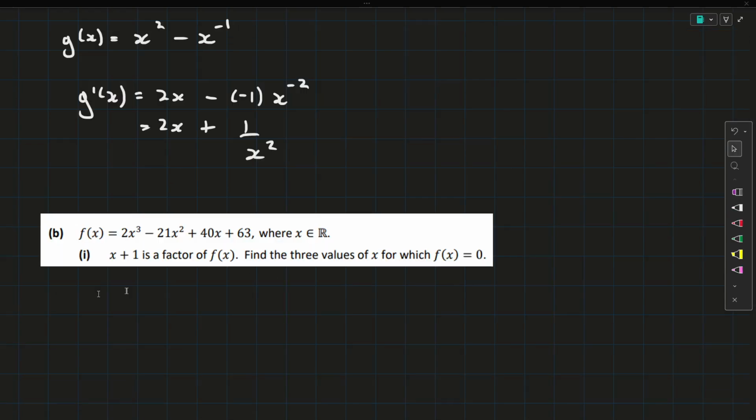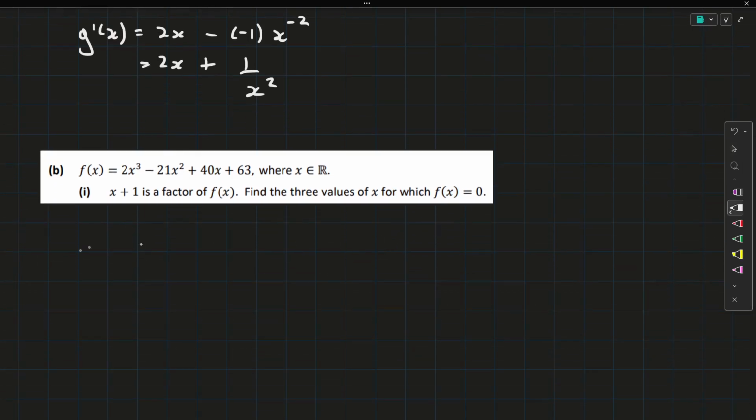Then we're told that x plus 1 is a factor of this, so we need to find 3 values of x for which f of x is equal to 0. So basically we're going to have to factorize this, and we know one of the factors is x plus 1. You can do long division if you'd like, but I prefer doing it this way. So when we have x plus 1, if we multiply that by some kind of quadratic whose coefficients we don't know yet, that should give us the cubic, because we know that x plus 1 is a factor.